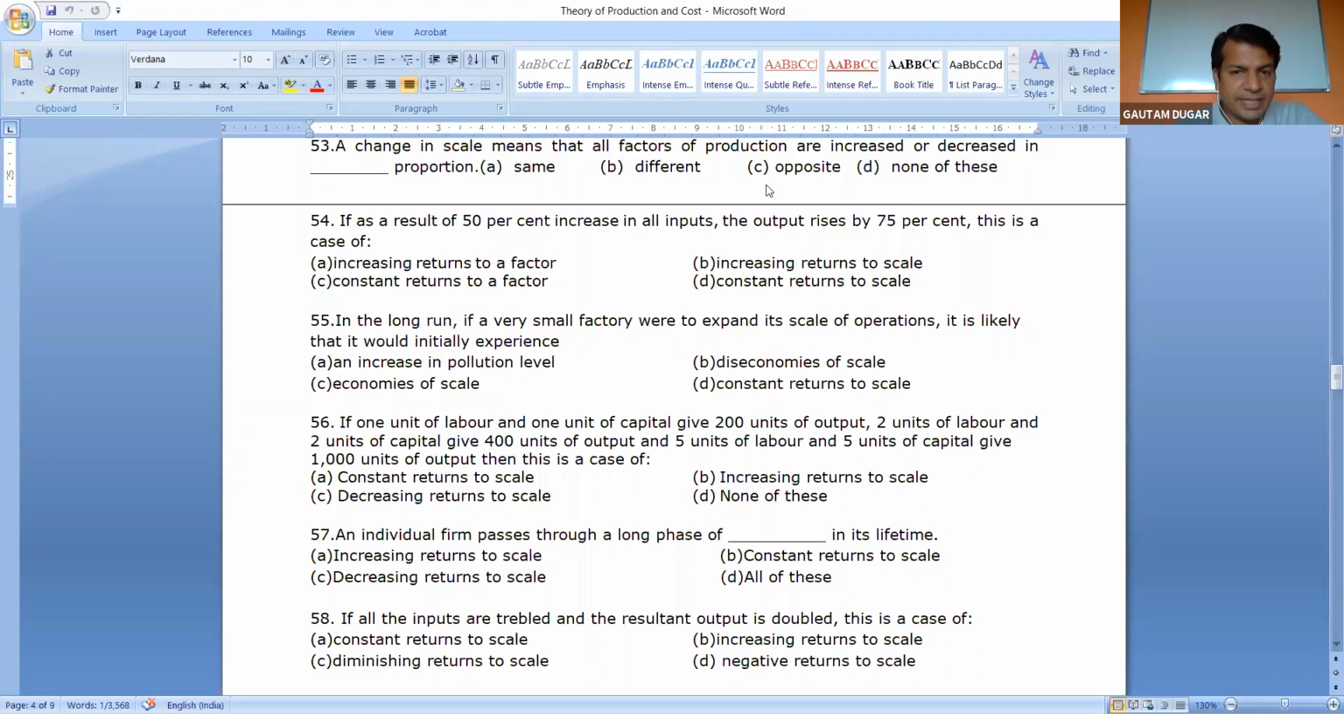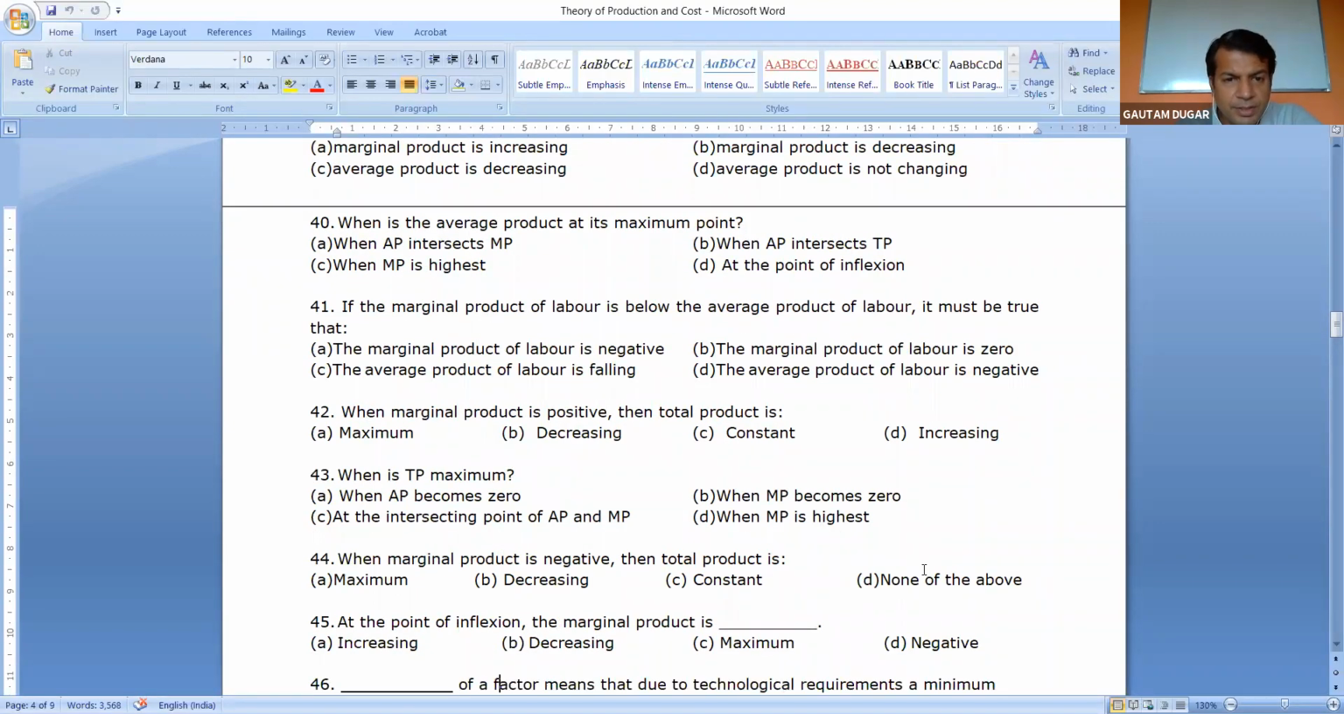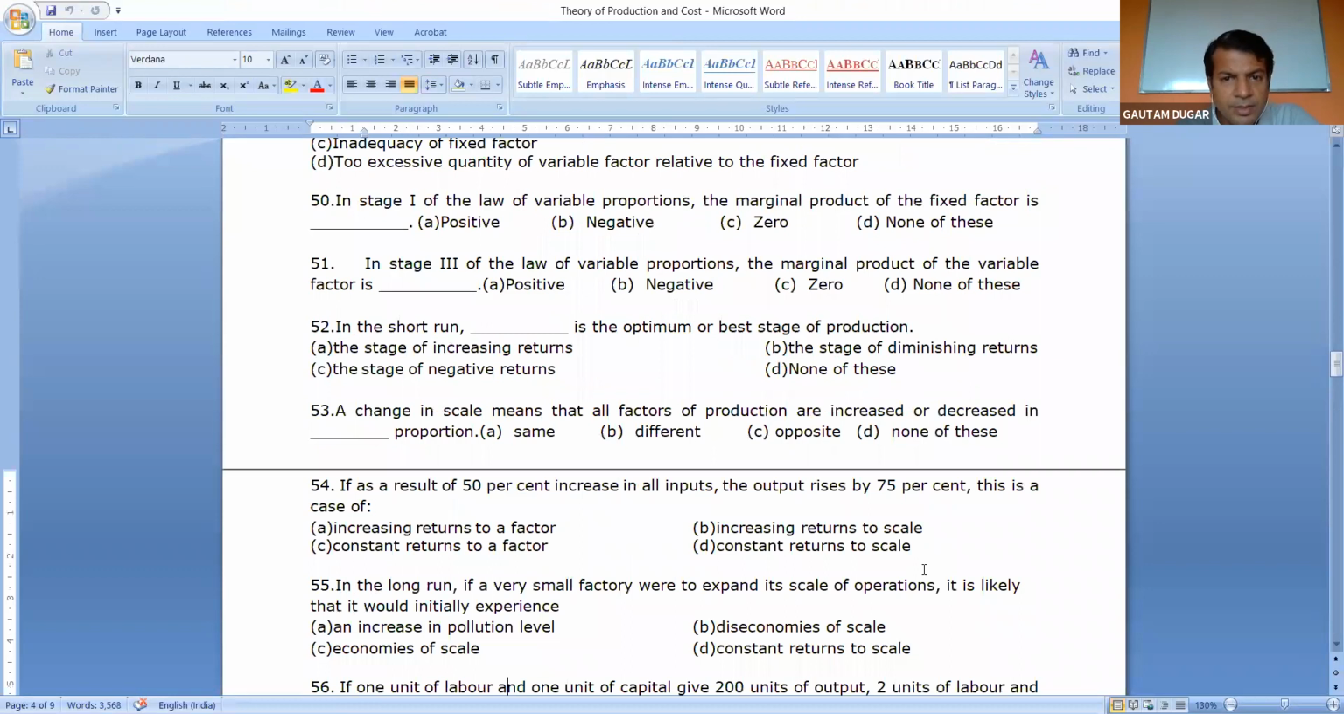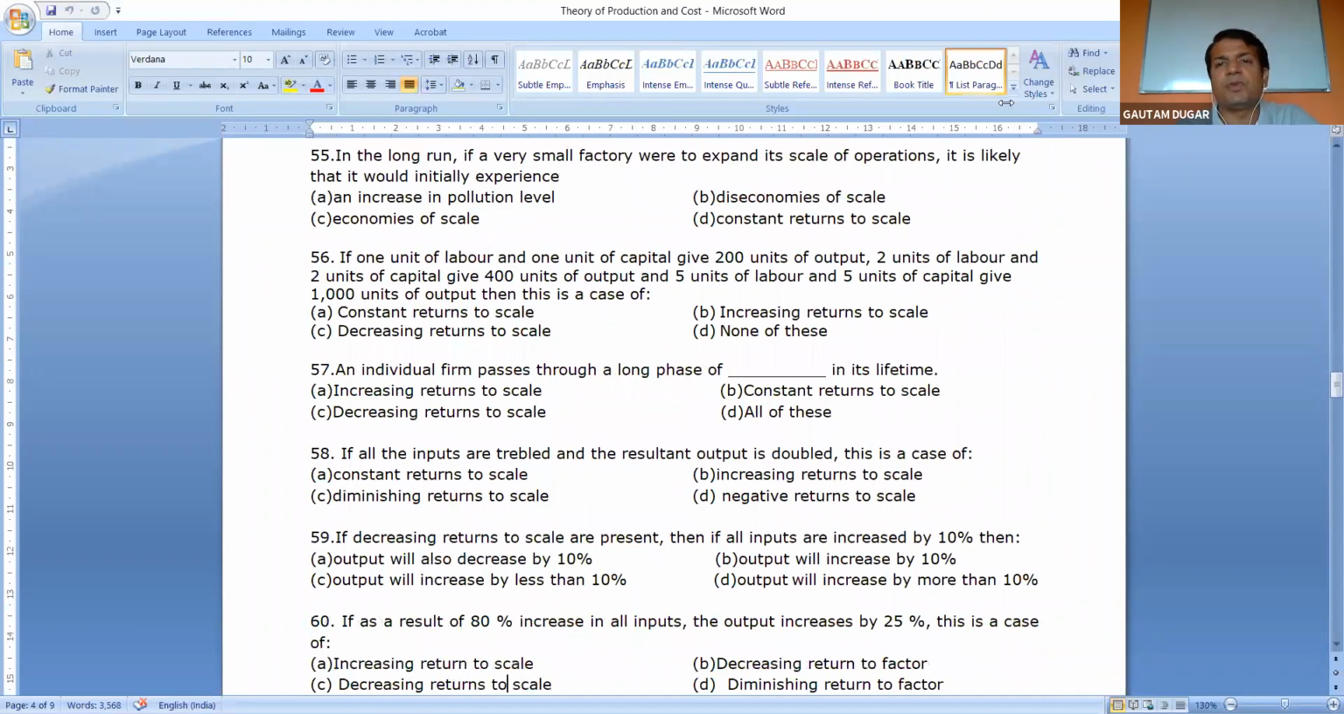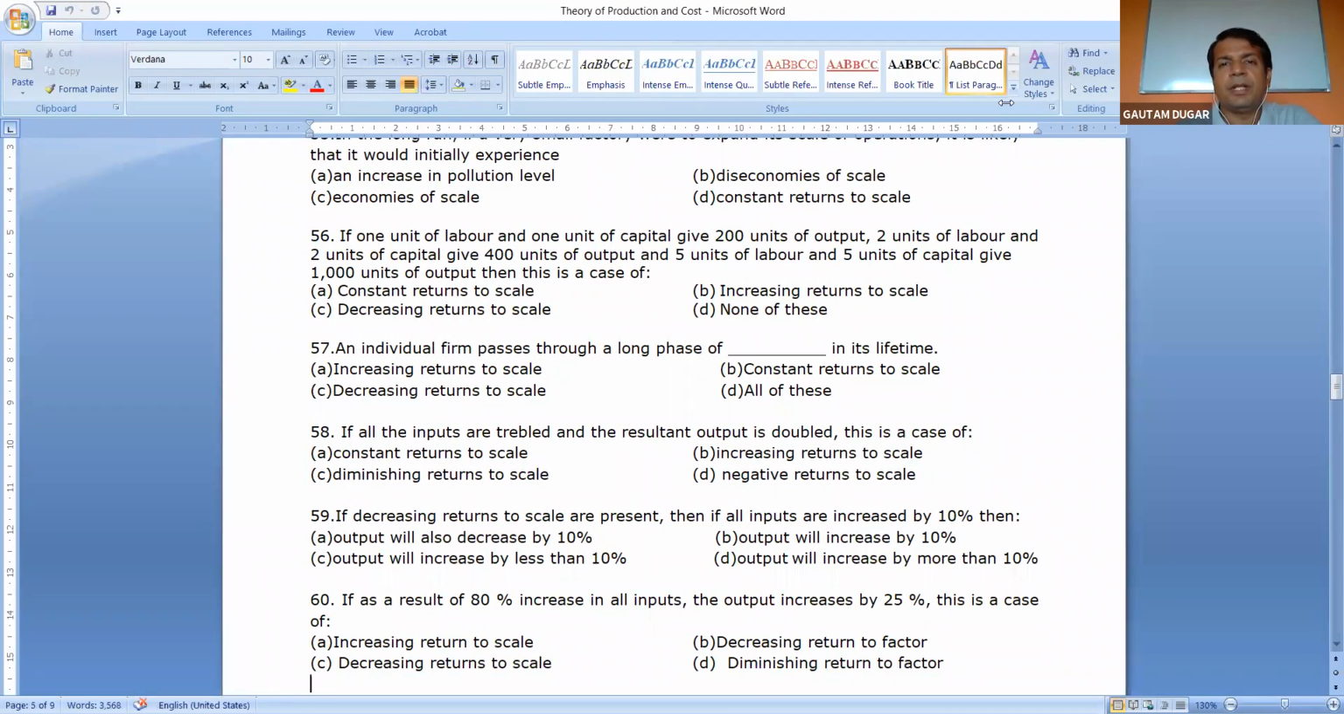Coming to 56. Try to answer this one. I've already explained the concept. Yeah, 56 is for you on the screen. Try to answer this question. It's a really good one.